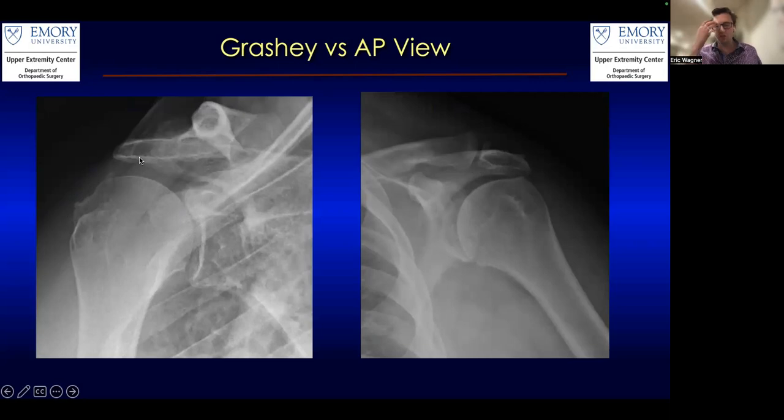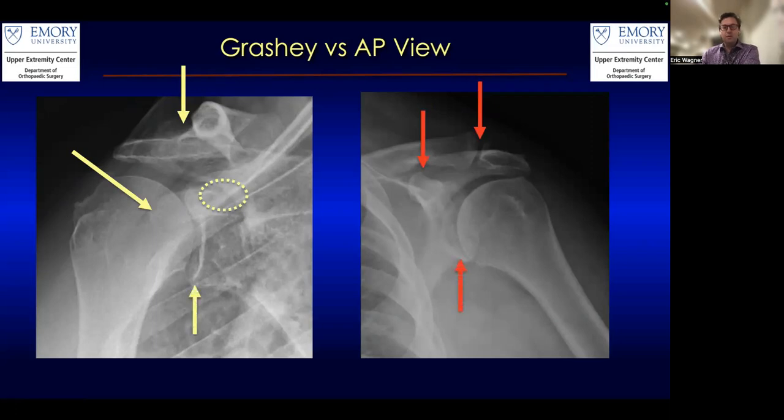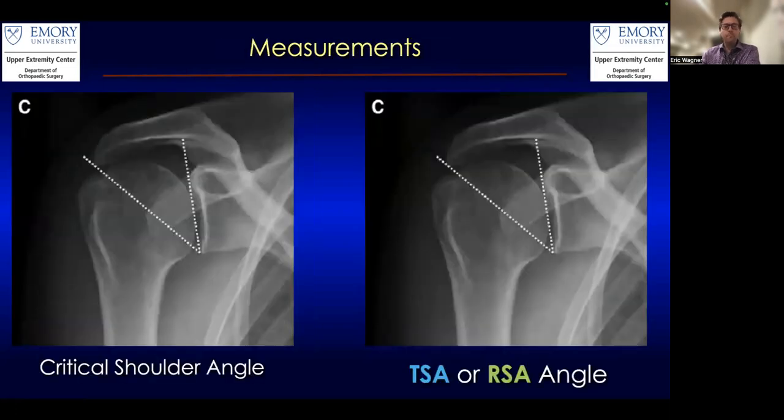So a good Grashey view is really important. That's something that we stress a lot. You don't want to see the AC joint. You want to see that nice circle where the coracoid is, and how the coracoid sticks out. You want to be able to see down the joint line.